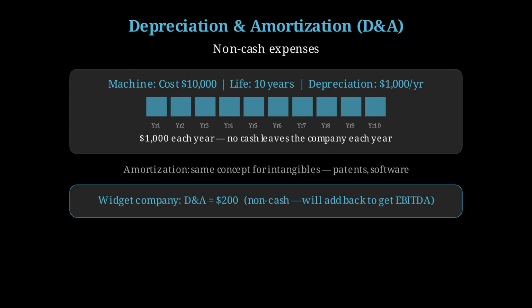Amortization is the same concept, but for intangible assets, like patents or software. Depreciation and amortization are included in operating expenses. But because they are non-cash, analysts often add them back to get EBITDA. For our widget company, depreciation is $200. This is included in the $2,500 operating expenses. But we will add it back to get EBITDA.